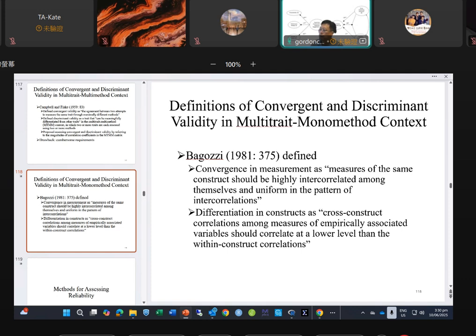Convergent validity means that the measures of the same construct, where the measures refer to the items or the indicators of the same construct, should be highly correlated among themselves. That is how he defined convergent validity. So he treats each item as a different method in SEM, so the items should be highly intercorrelated. For discriminant validity, again, cross-construct correlations should be at a lower level than the within-construct correlations. So the correlation between two constructs should be lower than the correlations of the indicators within each construct. That is how he defined discriminant validity.